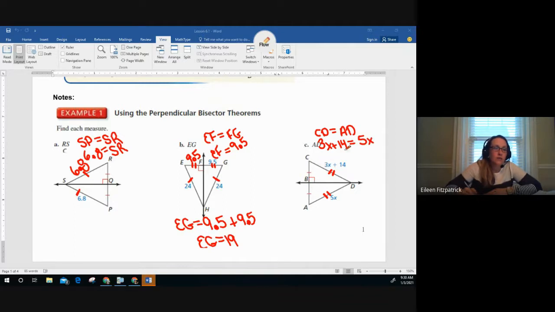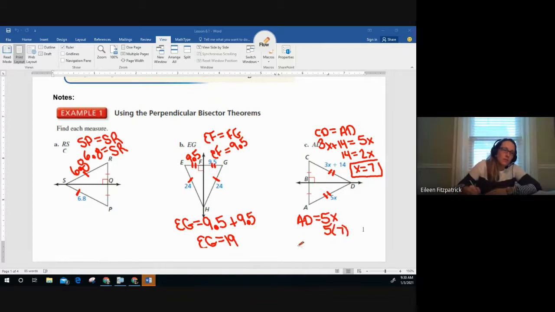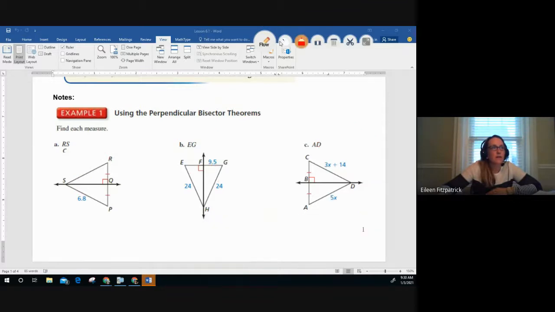So subtract 3x from both sides. So I have 14 is equal to 2x. Divide both sides by 2, and x is equal to 7. But be careful, what's the question asking? They're asking for the length of AD. So since AD is equal to 5x, and now I know that x is equal to 7, I just multiply to get that AD is 35 units long. All right, so those are the first 3 examples for today.